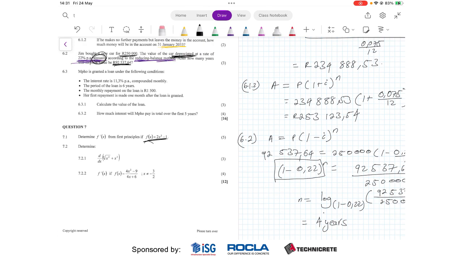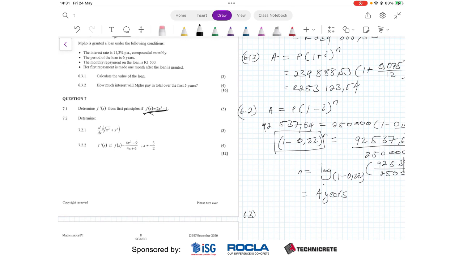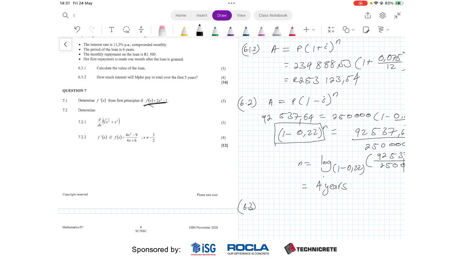Fine. Now, Mpho is granted a loan under the following conditions. We are on 6.3 now. The interest rate is 11.3% per annum compounded monthly. So immediately that tells you we divide by 12. The period of the loan is 6 years. So n is equal to 6 times 12. The monthly repayment on the loan is 1,500 Rand, which is X. And the first repayment is made 1 month after the loan is granted, meaning if we are looking for the number of years, at some point we are going to minus by 1. Okay, so you will see what I mean with the minus 1 when we get to 6.3.2.